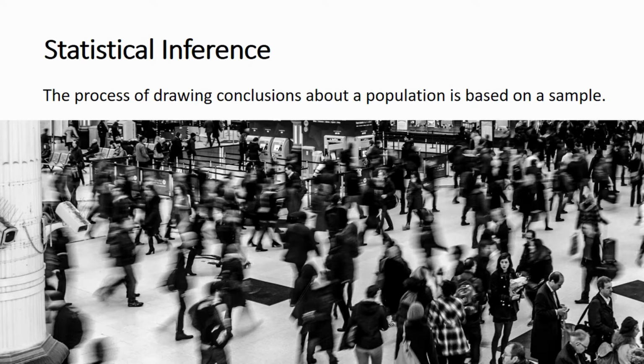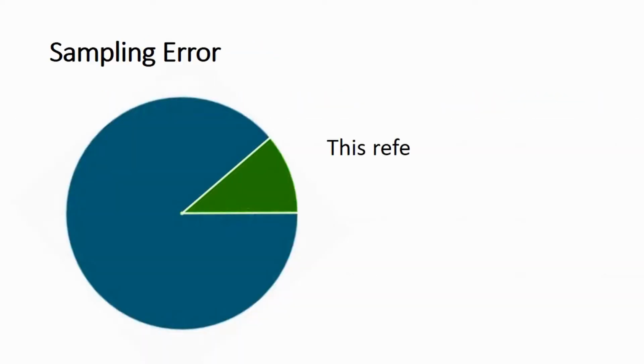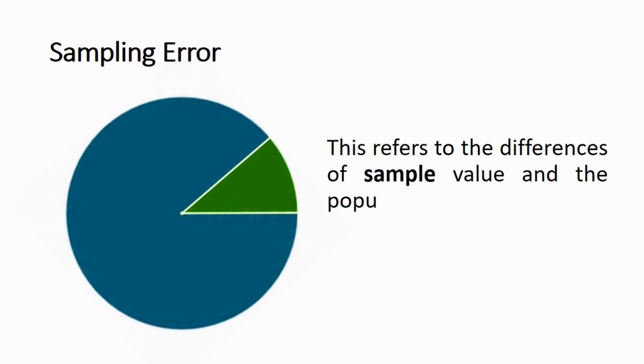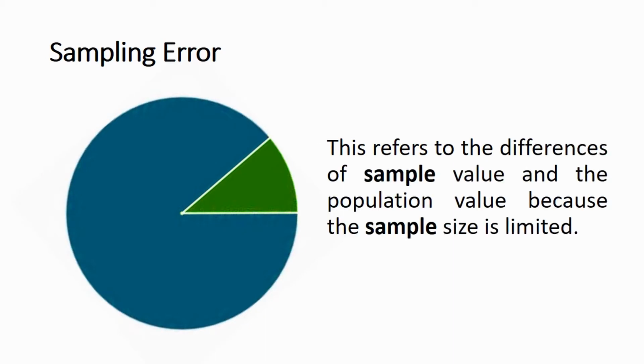Sampling errors will exist. A sampling error is any difference between sample value and the population value that arises because the sample size is limited. It refers to the deviation of the sample results. A sample is not a perfect representation of the population.